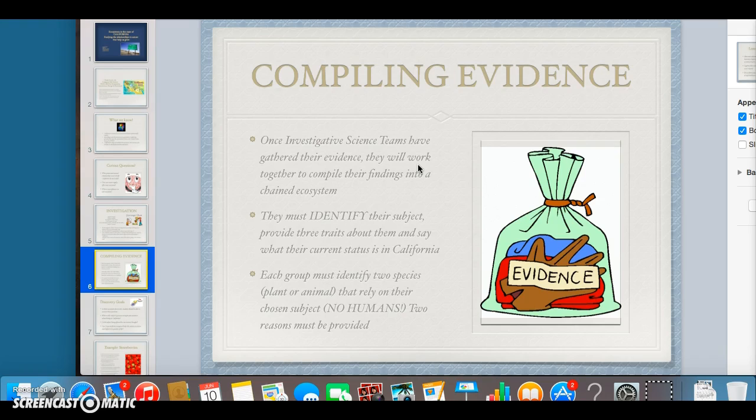Once these investigative teams have gathered their evidence, they'll work together to compile their findings into a chained ecosystem. They must identify their subject, provide 3 traits about them, and say what their current status is in California. This gives groups time to investigate and learn about their chosen subject. Each group must identify 2 species, plant or animal, that rely on their chosen subject. Sorry guys, no humans. Humans are too much of an easy way out. They need to find other creatures, plant or animal. They must provide two reasons for why it's successful.